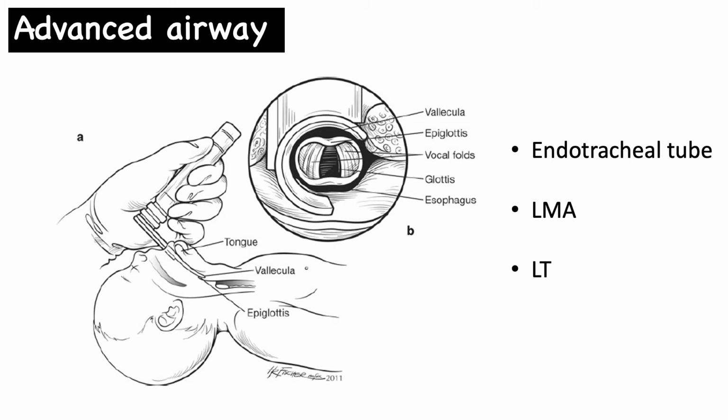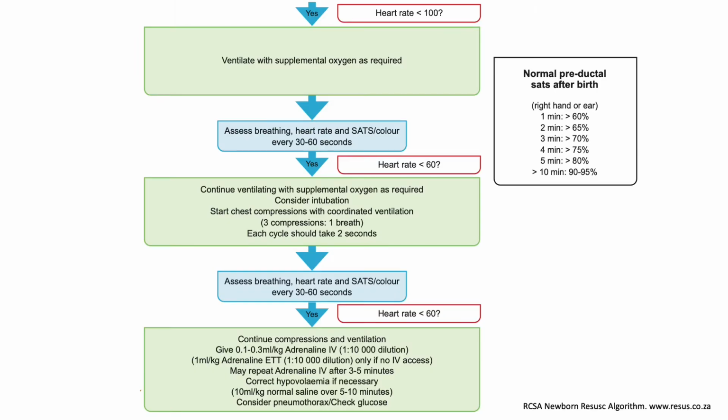Advanced airway maneuvers may include intubation with an endotracheal tube or the placement of a supraglottic device if endotracheal tube placement is unsuccessful, for example, placing an LMA or a laryngeal tube. So coming back to our algorithm, we have continued to ventilate with supplemental oxygen. We've considered intubation or even placed an advanced airway. We're doing CPR and we're optimizing our ventilation. So 3 compressions to every breath. We've done adequate ventilations, good CPR. Each cycle is taking 2 seconds.